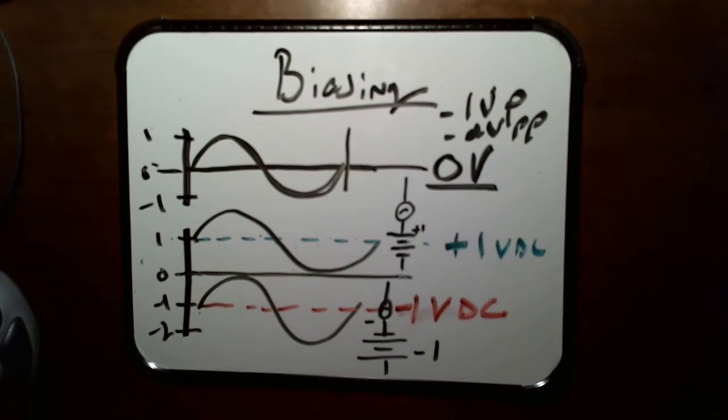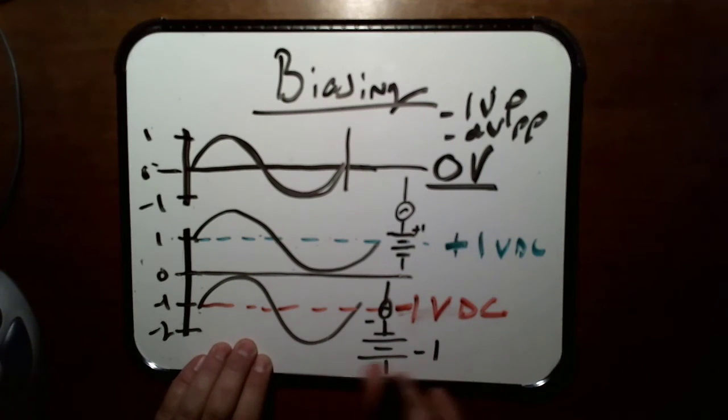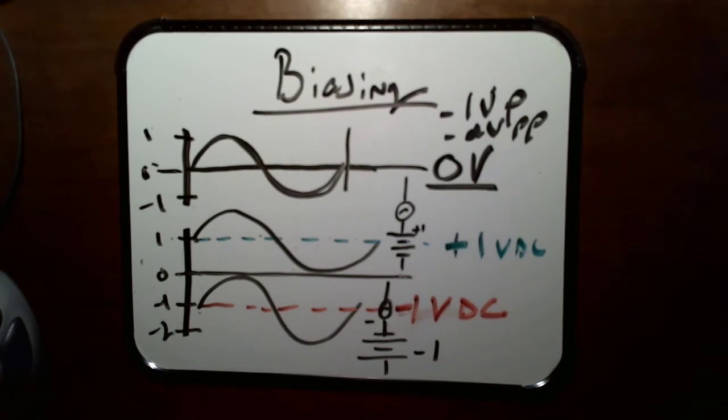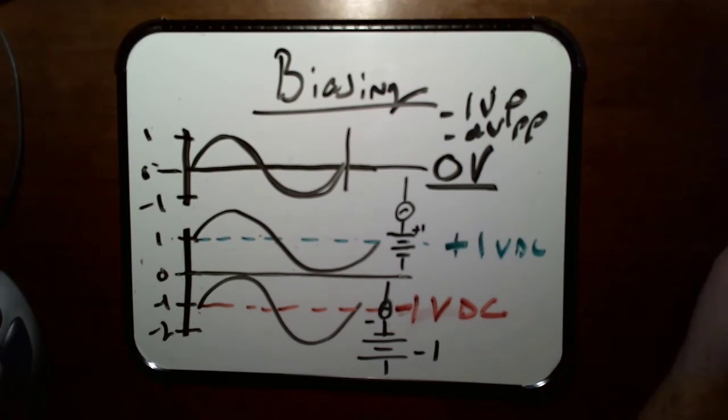So that's a little bit about biasing, and that is going to help you figure out what to do with your waves for worksheet 6 and 7 when we get into biased diodes, biased clippers and clamps.